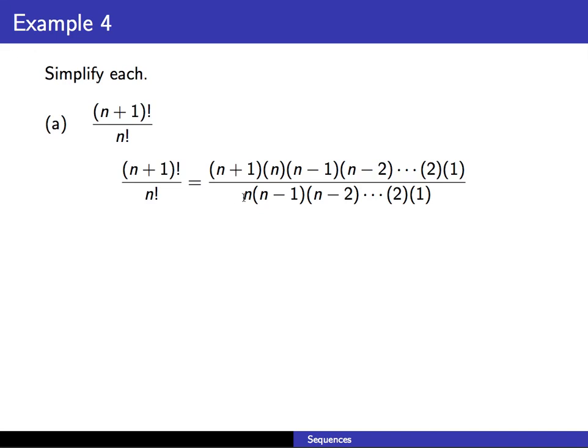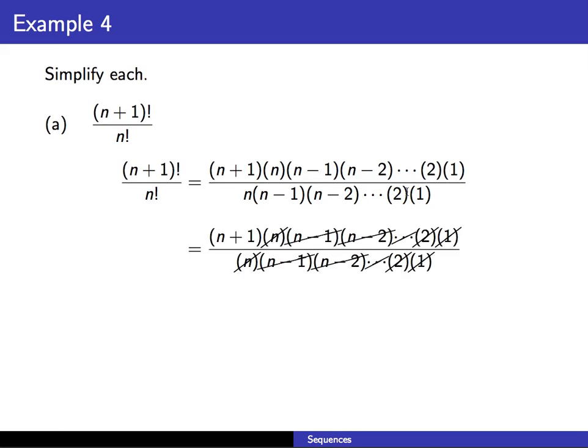Now our denominator is n times n minus 1 times n minus 2, all the way down to 1. Notice we have these n's, these n minus 1s, these n minus 2s, all the way down to 1. All those values cancel out, leaving us with just n plus 1 over 1, because if all these terms cancel, there's a 1 in their place, and n plus 1 over 1 is n plus 1. For instance, if n is 7, this would be 8 factorial over 7 factorial. That would give you 8.